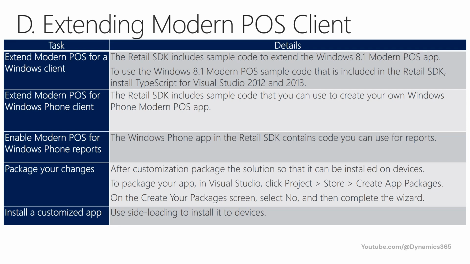Extending modern POS for Windows Phone client. The Retail SDK includes sample code that you can use to create your own Windows Phone modern POS app. Enable modern POS for Windows Phone reports. The Windows Phone app in Retail SDK contains code you can use for reports. You must install Silverlight libraries, uncomment code from certain files in the Windows Phone app, and then add references to the Silverlight toolkit.